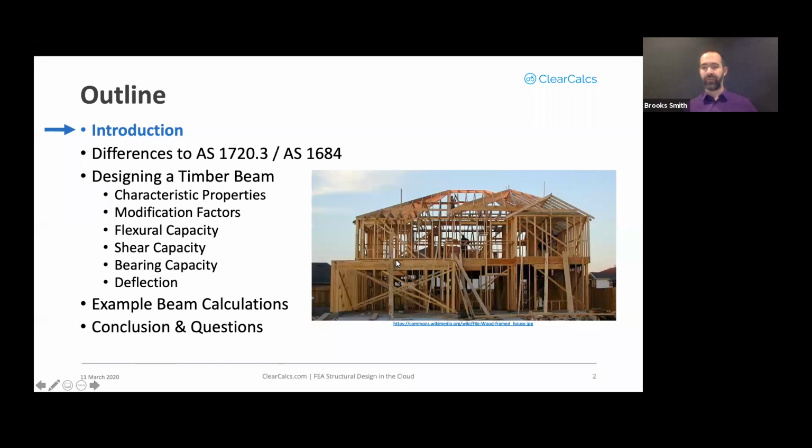As an outline of our presentation today, first I'll give you a bit of an introduction, then talk about the differences between AS1720.1 and 1720.3 or 1684. I'll then go into the meat of this presentation, which will be about designing a timber beam, talking about the characteristic properties, modification factors, bending capacity, shear capacity, bearing capacity, and deflections. I'll also give you a couple of example calculations before concluding and taking questions.